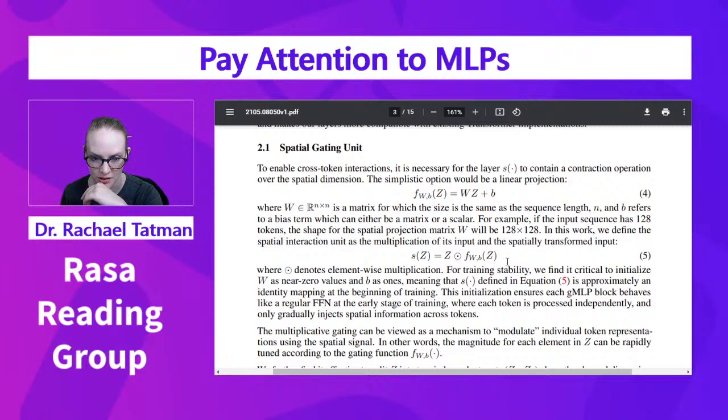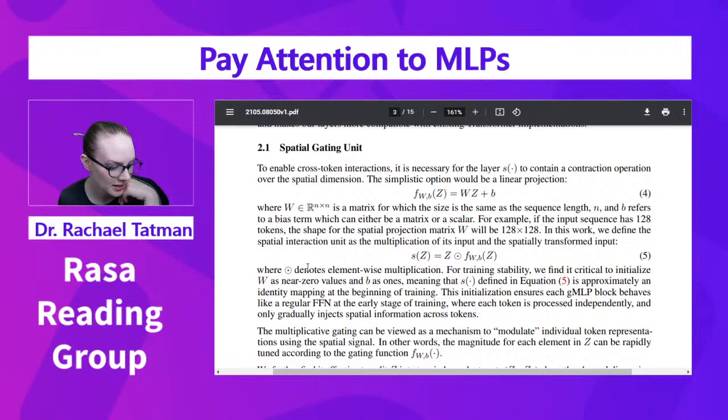For training stability, we find it crucial to initialize W as near 0 values and B as 1, meaning that S as defined in equation 5 is approximately an identity mapping at the beginning of training. This initialization ensures that each gMLP block behaves like a regular feed-forward network at the early stage of training, where each token is processed independently and only gradually injects spatial information across tokens.